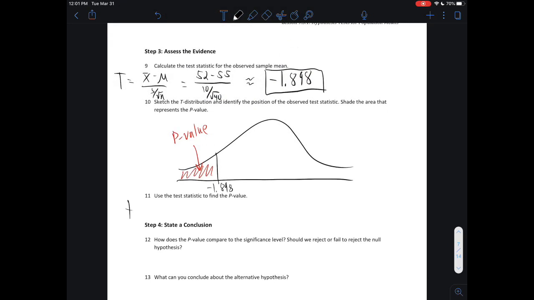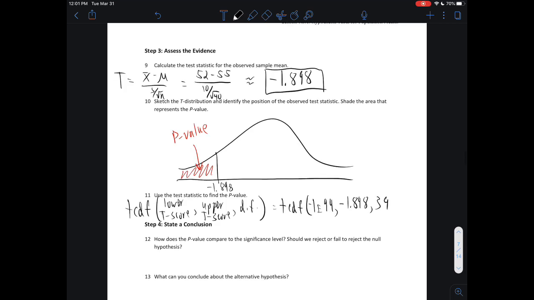So this time, when we're using tcdf, we still need to put in our lower t-score and our upper t-score, and then our degrees of freedom. But since we have a left-tailed test, the lower t-score is negative 1E99. The upper t-score is negative 1.898, and the degrees of freedom would be 40 minus 1, which is 39.